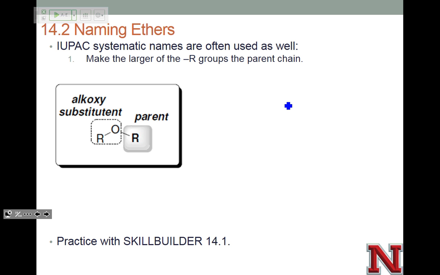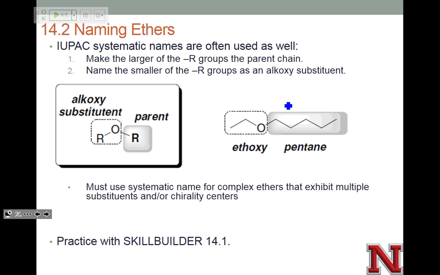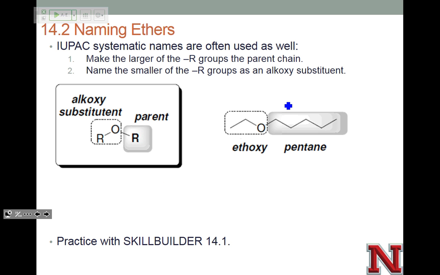So the larger of the R groups is the parent chain, or the R group that has the more substituents, the more functional groups, and then the smaller of the R groups is an alkoxy substituent. So for example, our parent chain would be the longer chain. We have 5 carbons there, so that's a pentane parent. And then our substituent is the OR group. That's an ethyl, so it's an ethoxy substituent, and then you just put the locant number. In this case, there's no other functional group, so this would be 1. So 1-ethoxypentane.